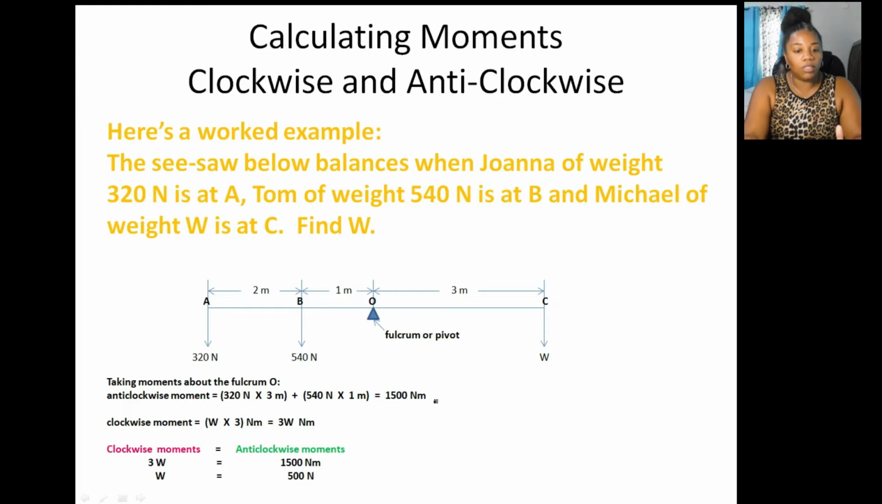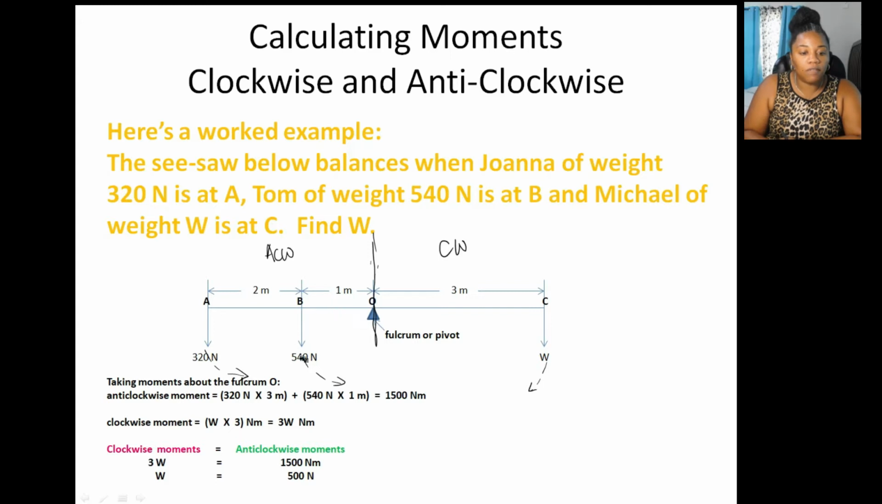And we have a worked example here. The seesaw below balances when Joanna of weight 320 newtons is at A, Tom of weight 540 newtons is at B, and Michael of weight W is at C. So first of all, we have to do the sum. This is half, this is where we split it down the center. So these are on the left hand side, and both weights, both forces, are going to go anti-clockwise, while this one would go clockwise. Okay, so all of them are going down. All the forces are going downwards, right?